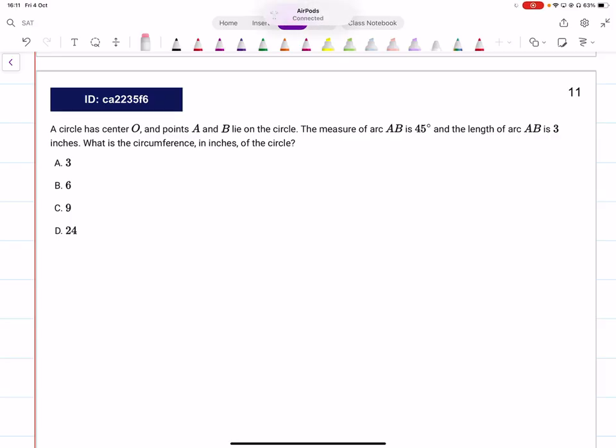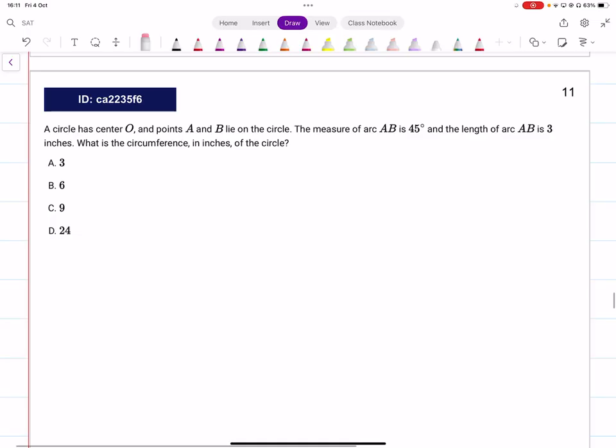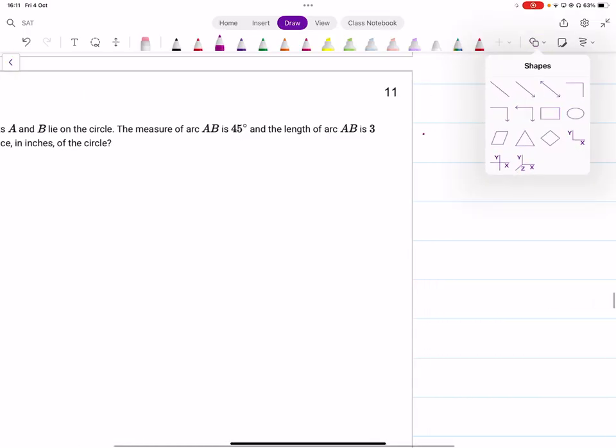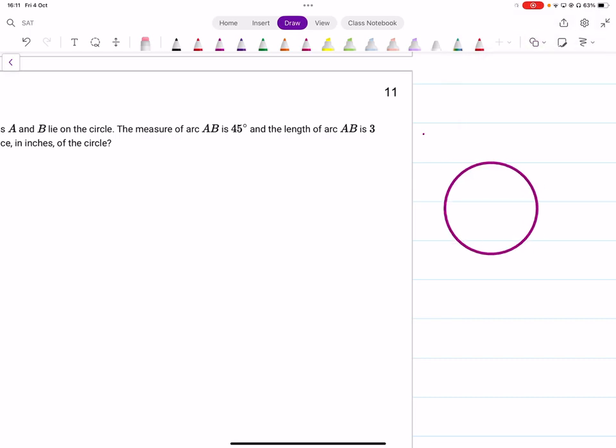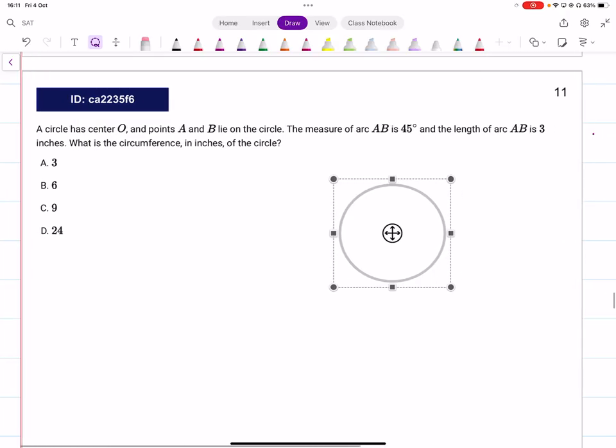Okay, a circle has center O, and the points A and B lie on the circle. The measure of arc AB is 45 degrees, and the length of arc AB is 3 inches. What's the circumference of the circle in inches? Again, I would prefer that you draw a quick sketch of this. That will make it easier to understand.